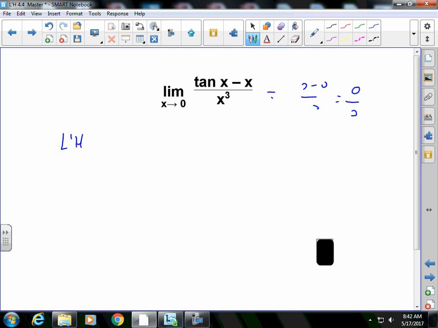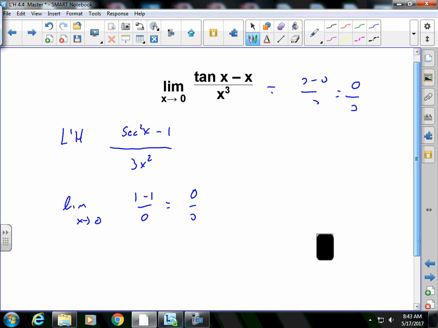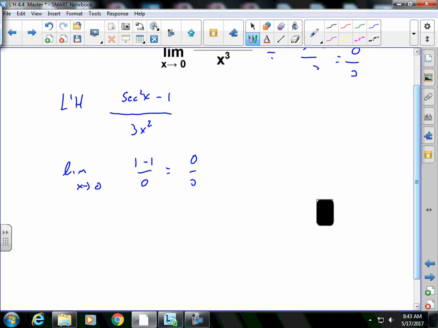And when I do that, the derivative of tangent is secant squared x. Derivative of x is 1, 3x squared. So we're looking at the limit as x approaches 0. And I get 1 minus 1 over 0, or 0 over 0. Again, what does that say to do? 0 over 0. And it's another time to apply L'Hopital's.